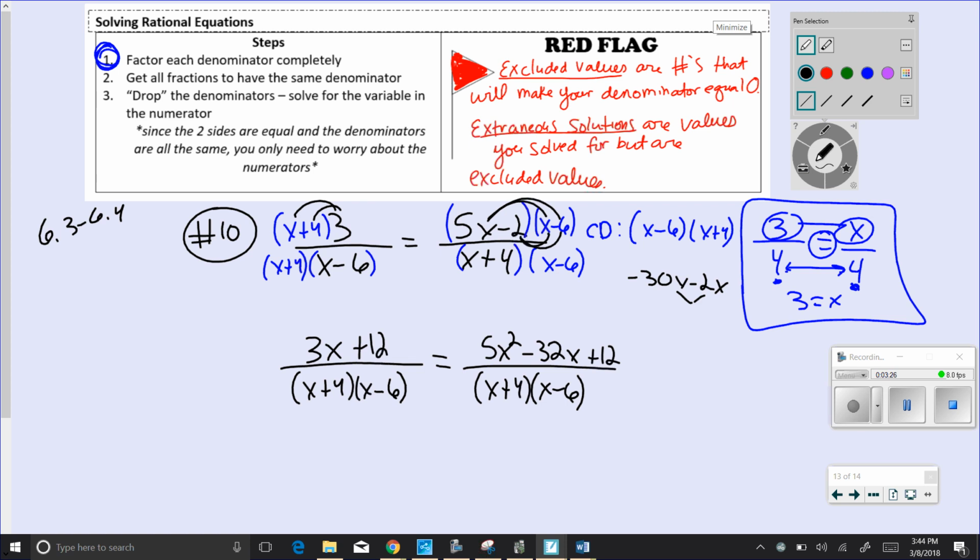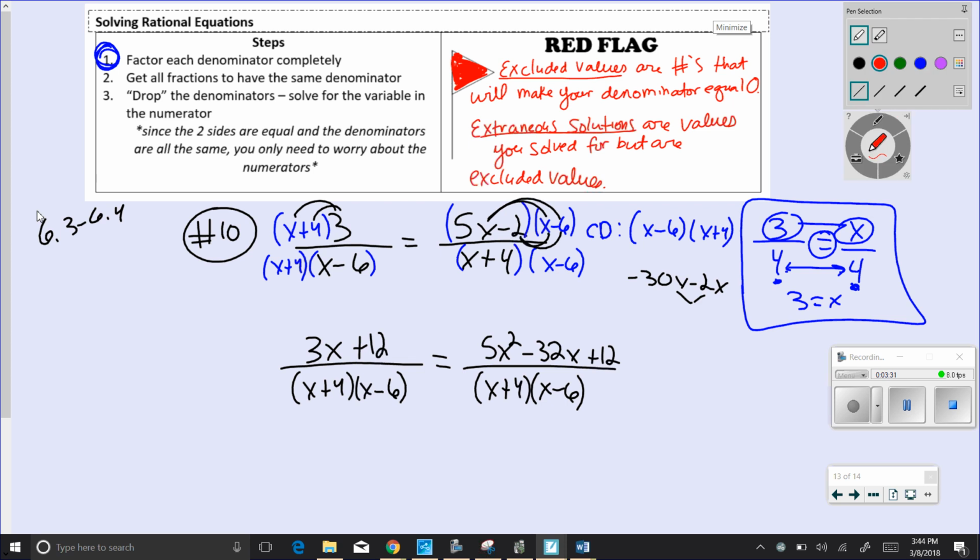Before I go any further, I kind of skipped over this whole red flag situation. Red flag is something you need to do before you even start solving anything, and that is identifying the values that x cannot equal. Look at each factor in your denominators and what value of x would make this factor equal to 0, and that would be if x were to equal 6. And what value of x would make this factor equal to 0, and that would be if x were to equal negative 4. So x cannot equal those because you cannot have 0 in the denominator.